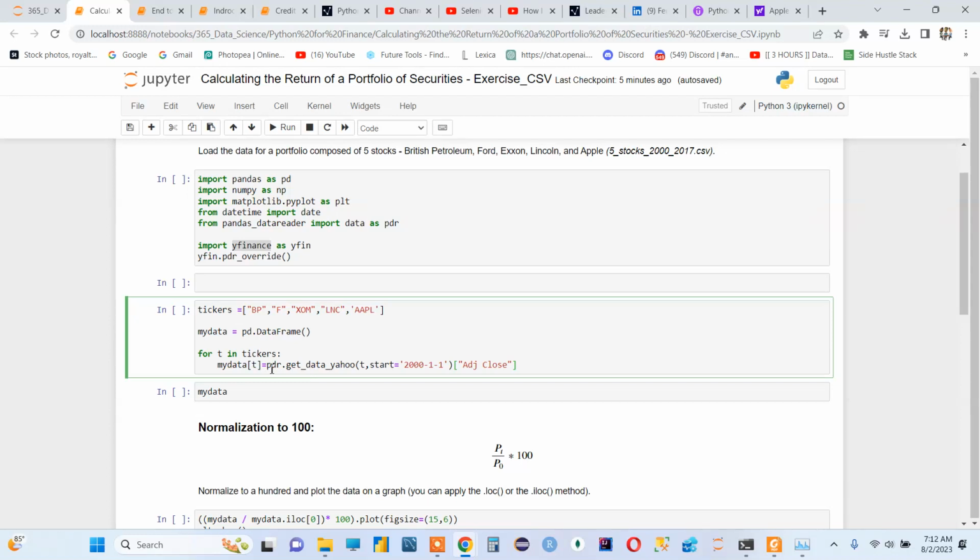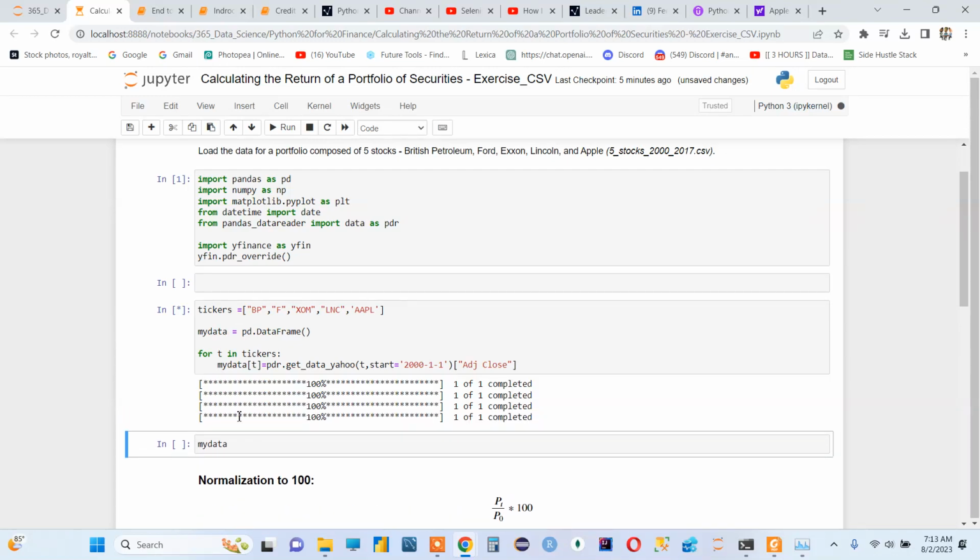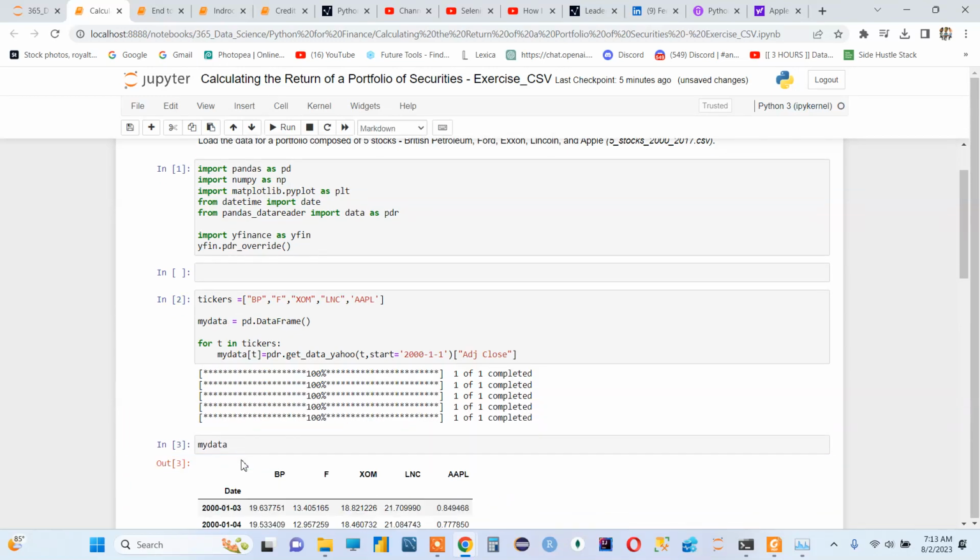The syntax is pdr.get_data_yahoo(t) for t in tickers, and the start date I have given as 2000. You can give any starting date which you want. For simplicity I will only use the adjusted close price. I will first import all these libraries, which will take a couple of seconds, then I will prepare my data set. So my empty data frame is ready. Now I will check what is happening in my data frame.